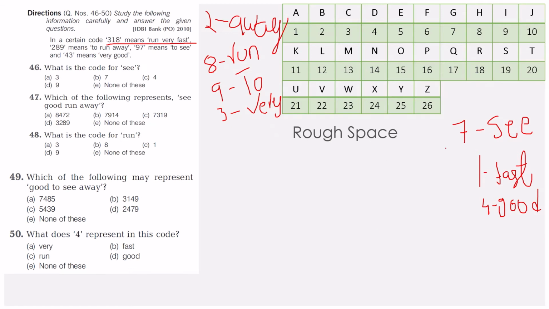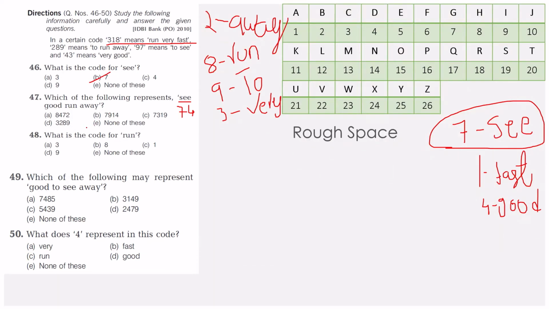Yeah, I got it. 7 is for C and option B. And the next one, if you take a look at 47, which of the following represents C good runaway? C good runaway. Okay, it's not a meaningful sentence, but let's quote that. C is for 7 as we know in the previous one, and all we've quoted that. And good, we've checked it's 4. If you check that, it's 4 7 4.